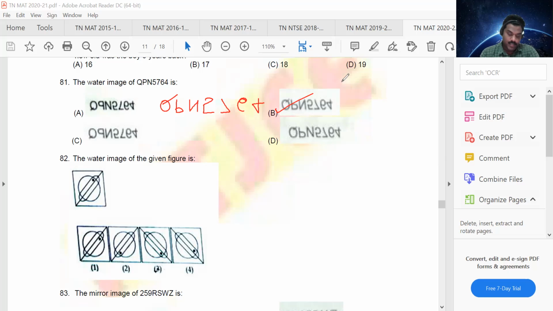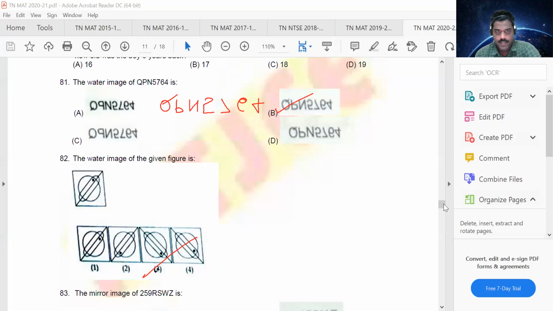Then moving to water image. So here it is getting inverted. So upon inversion, what happens is, if you are inverting, your dot will come to the other side, right? You are inverting it. So this will become your answer, third option, right? Now moving on to the next one.